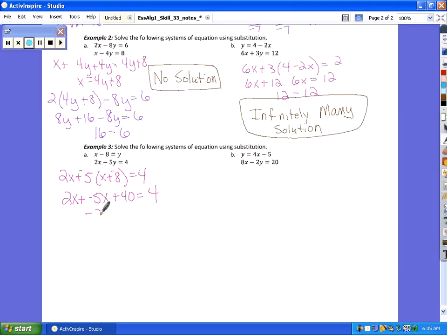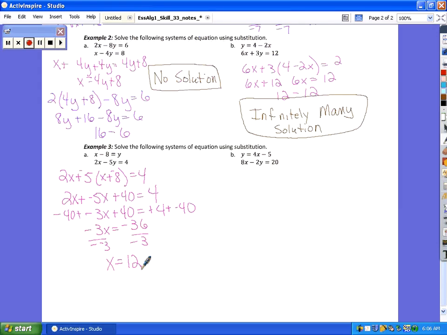So negative 3x plus 40 equals 4. So I need to add a negative 40 to both sides. And I get negative 3x equals negative 36, divided by negative 3. And I get x equals 12.